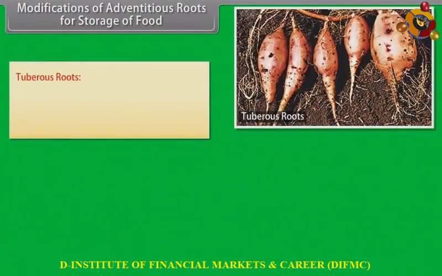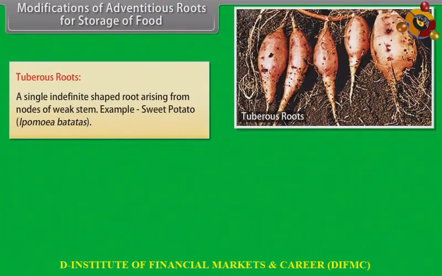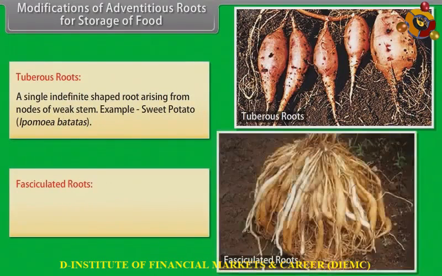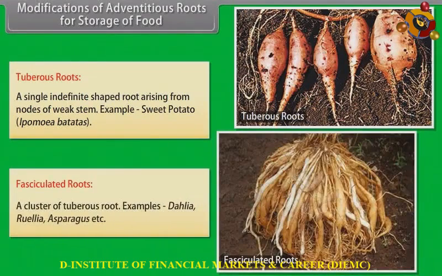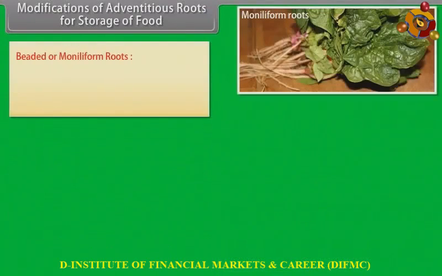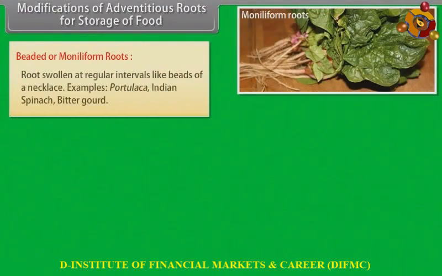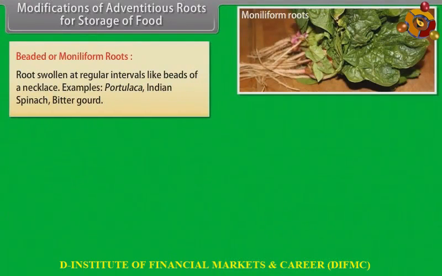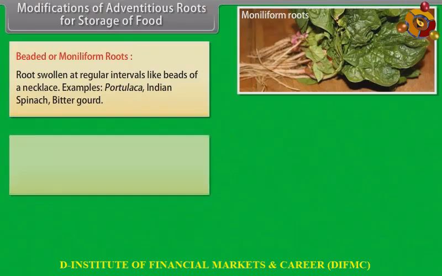Tuberous roots. A single indefinite-shaped root arising from nodes of weak stem. Example, sweet potato. Fasciculated roots. A cluster of tuberous roots. Examples, dahlia, Zeolia, asparagus, etc. Beaded or moniliform roots. Roots swollen at regular intervals like beads of a necklace. Examples, portulaca, Indian spinach, bitter gourd.